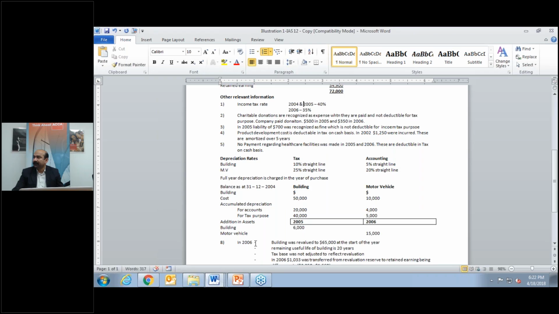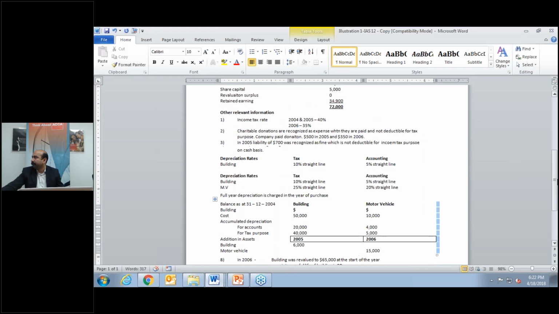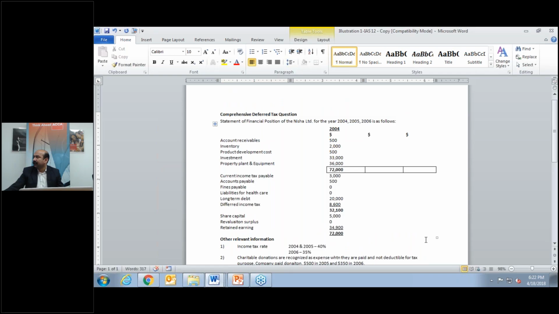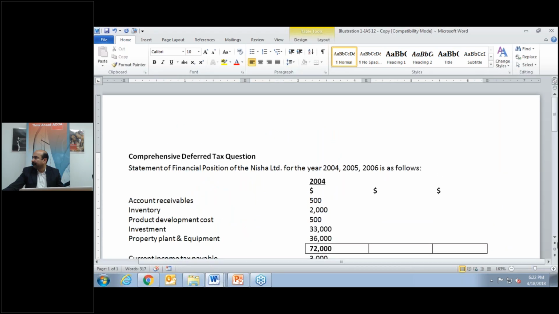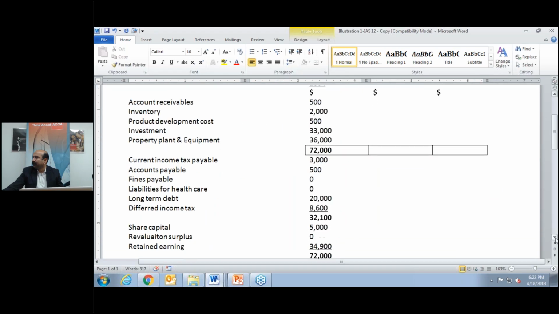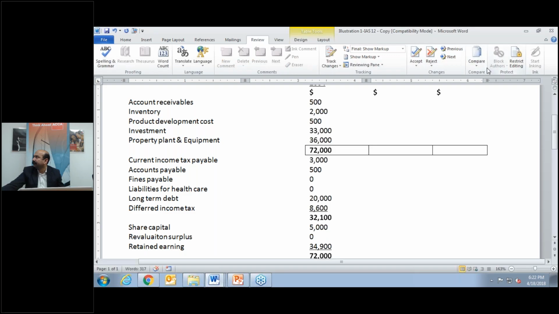Similarly, there is information related to 2006. See, here we will mention, so I suppose that this illustration is in front of you, so I will focus on that area where we need to include our answer.